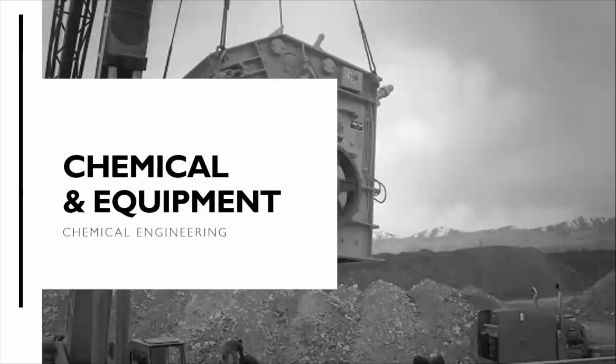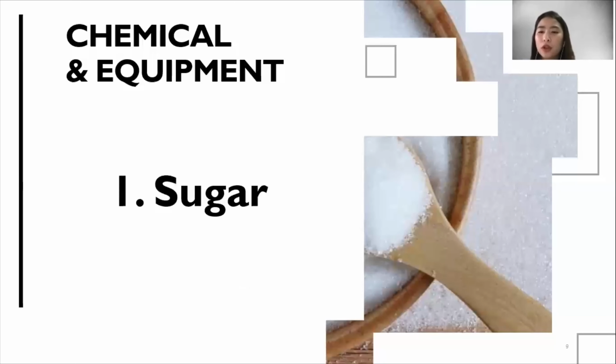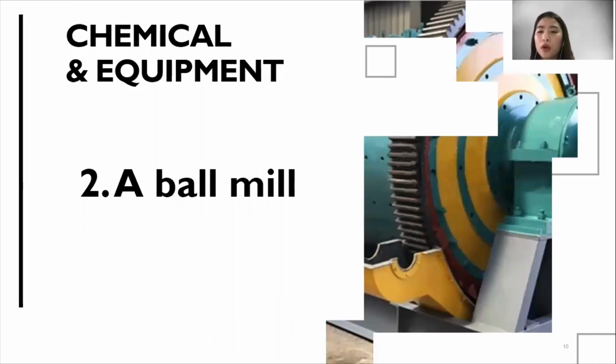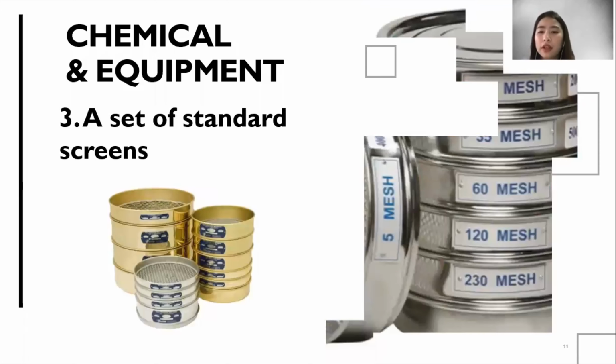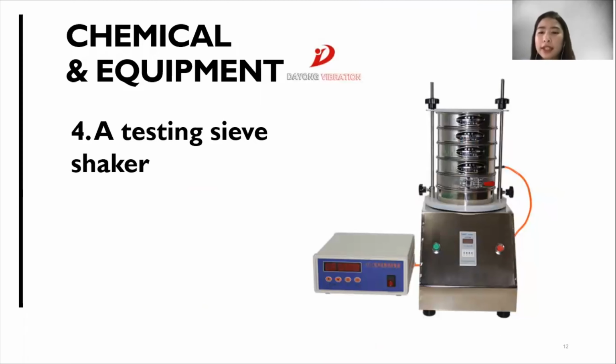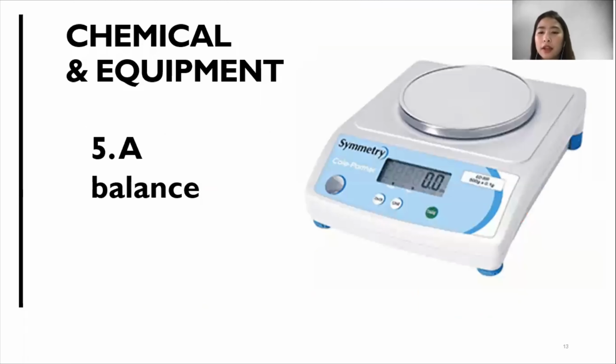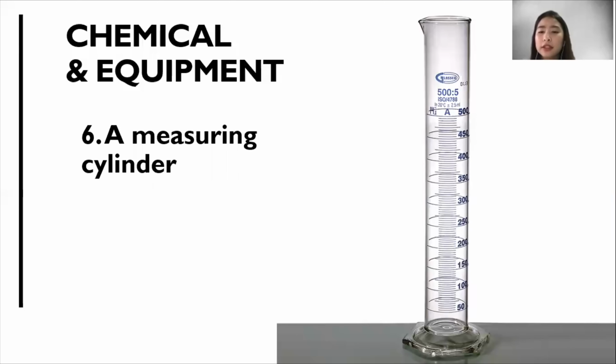Then, we will talk about chemicals and equipment. Chemicals and equipment are as follows. First, sugar. Second, a ball mill. Third, a set of standard screens. Fourth, a testing sieve shaker. Fifth, a balance. And the last is a measuring cylinder.